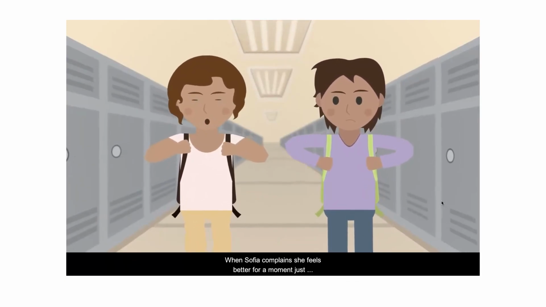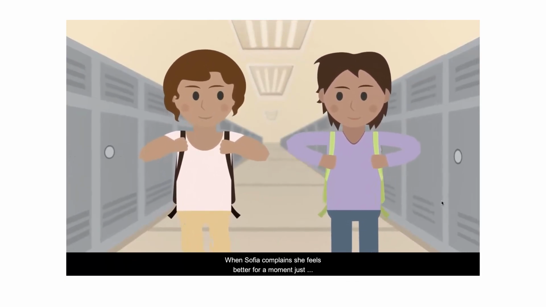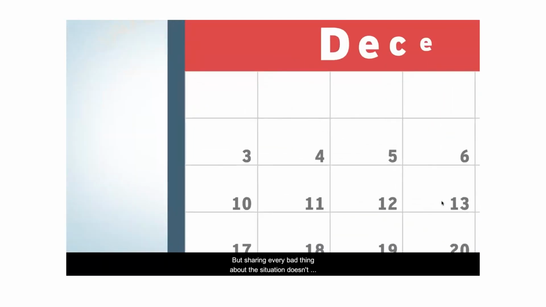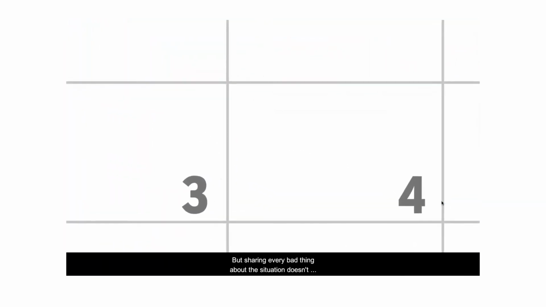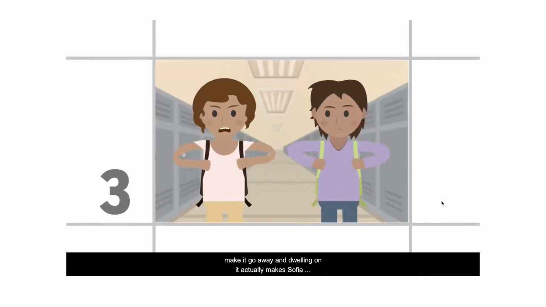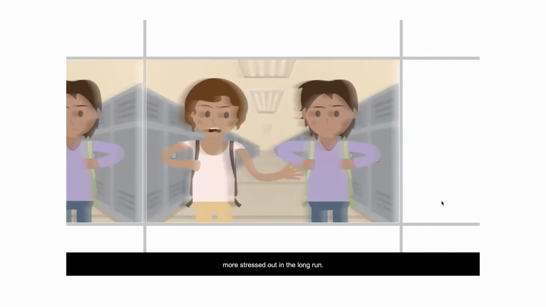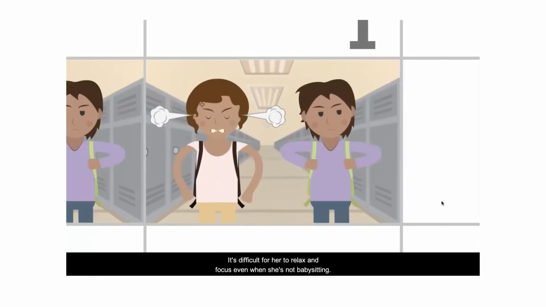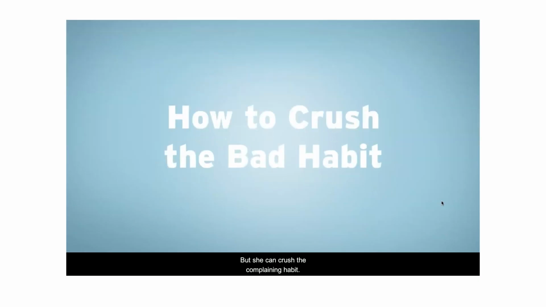When Sophia complains, she feels better for a moment, just because she's able to connect with Nicole. But sharing every bad thing about the situation doesn't make it go away, and dwelling on it actually makes Sophia more stressed out in the long run. It's difficult for her to relax and focus even when she's not babysitting, but she can crush the complaining habit.